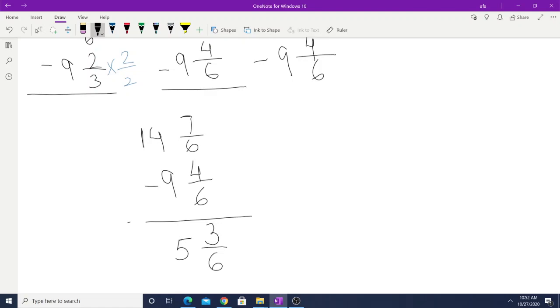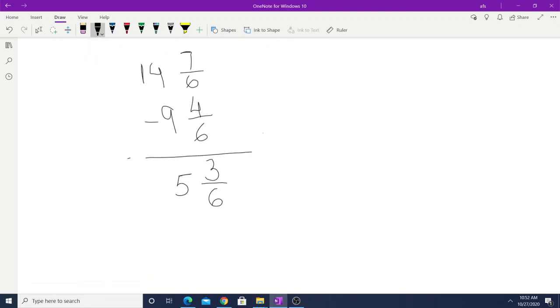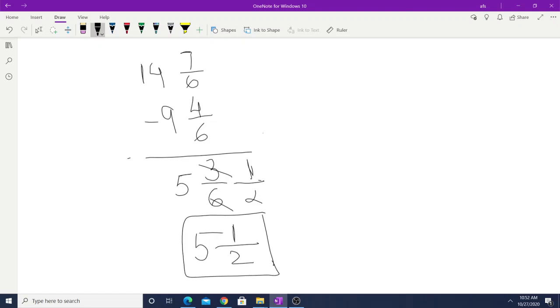But remember, any answer we get with a fraction or mixed number has to be simplified. And in this case, the fraction can be simplified. The common factor between the numerator and the denominator is a 3, and 3 can simplify both of them into a 1 and a 2. And we can write the final answer in its most simplified version, which is 5 1/2.